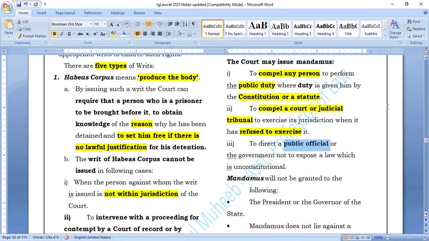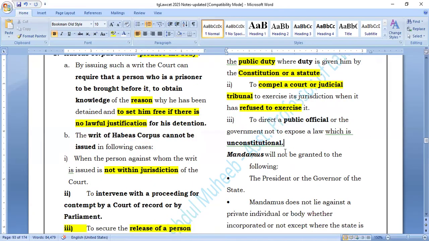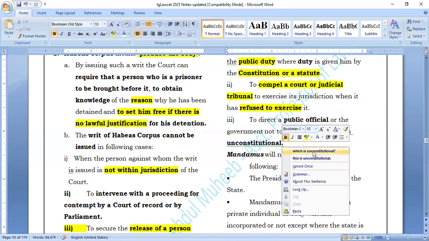To direct a public official or the government not to use a law which is unconstitutional. Like for this, we are having the Waqf law, right? Now, the Supreme Court has said yes, this cannot be applied until the legality is determined.